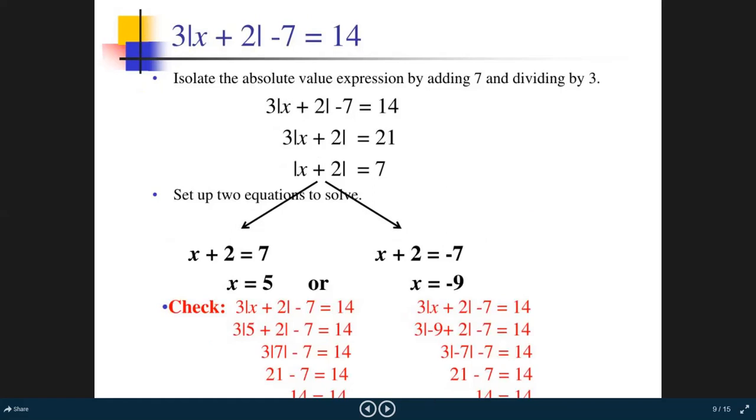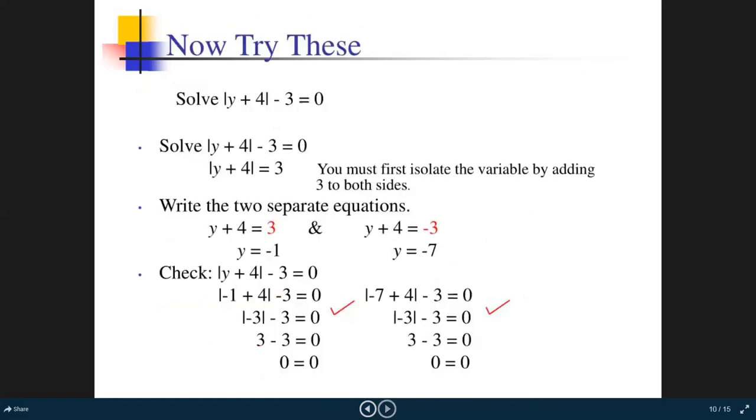Okay, now this is the next example. You can check it. And another one. Okay, that's it. I hope this helps you, and I think it will be helpful.